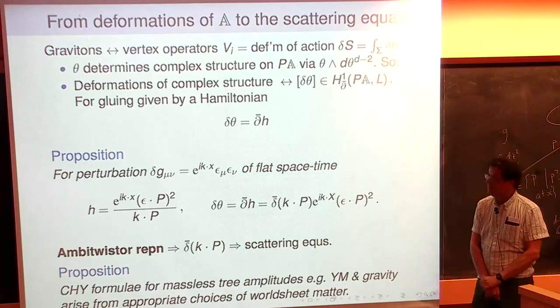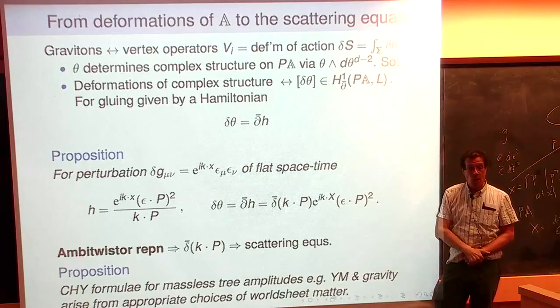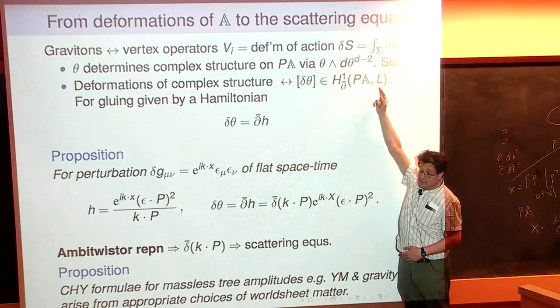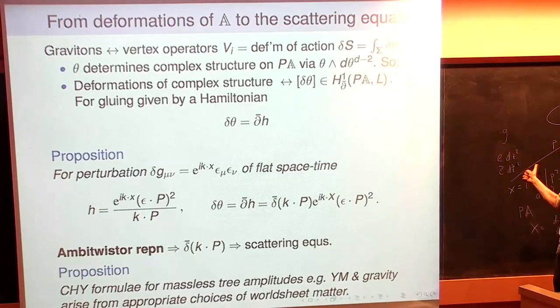Can I just ask one other technical thing? What is theta to the d minus 2? Sorry, that's actually d theta to the d minus 2. So you're just taking d theta to the top power to get a top degree form. Oh, thank you. What's L? Oh, sorry, that's probably from a previous thing. Theta has some scaling weight, and L is a line bundle that measures that scaling weight. So it's just homogeneity weight in the P. Something that has homogeneity degree one in rescaling the momentum takes values in this line bundle.